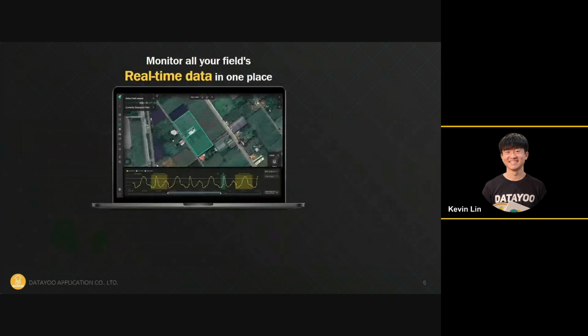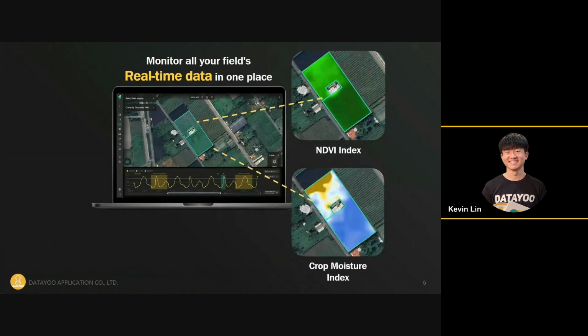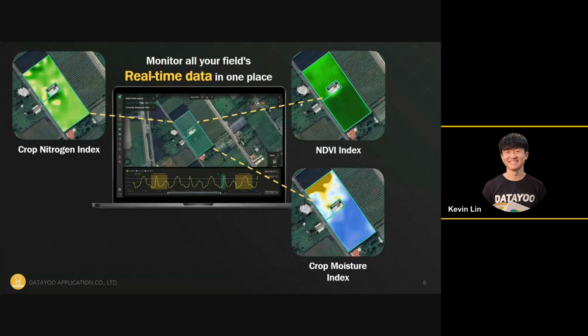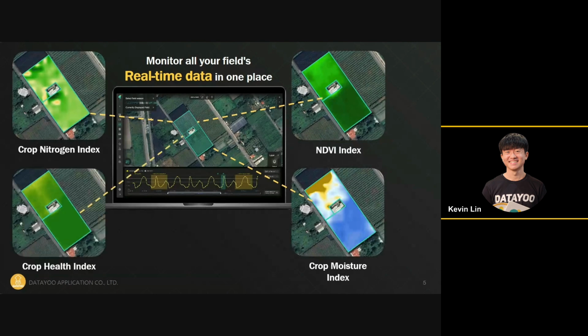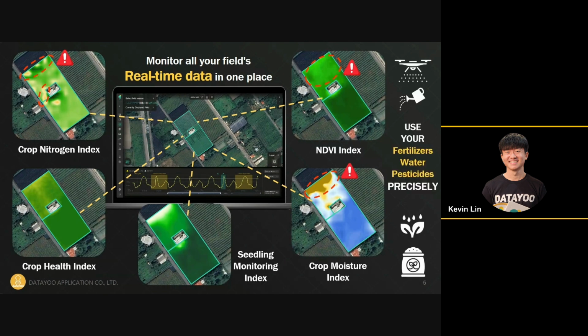We use satellite data combined with our mathematical model to calculate the following indexes, including the NDVI index, to monitor plant growth, the crop moisture index, and, just like Evan mentioned, the crop nitrogen index, and also the crop health index and seedling monitoring index. So once users have this information, they can combine it with fertilization, irrigation, and pesticide application to achieve precision agriculture.